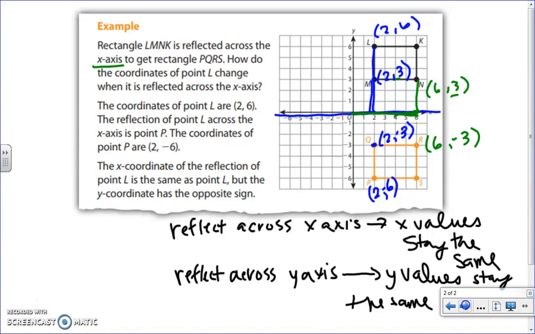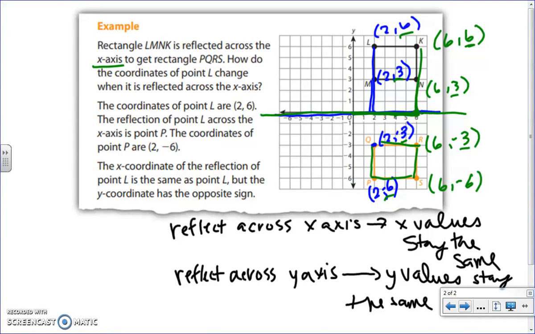You can see that the y values have changed on each of these points, 6 to negative 6. And then our final one will be 6, 6. And again, we're going to change just the y value, and this point should be 6, negative 6. You can see if I folded over the x-axis that rectangle LMNK would land on top of LPSR.